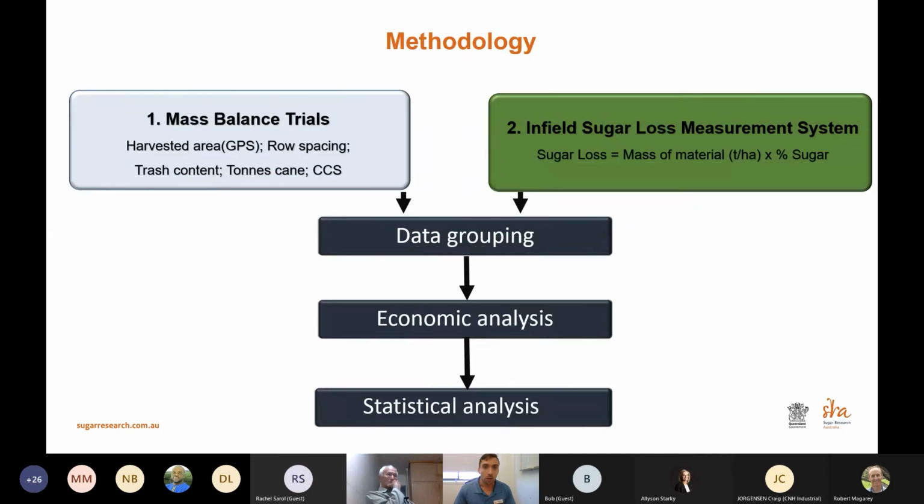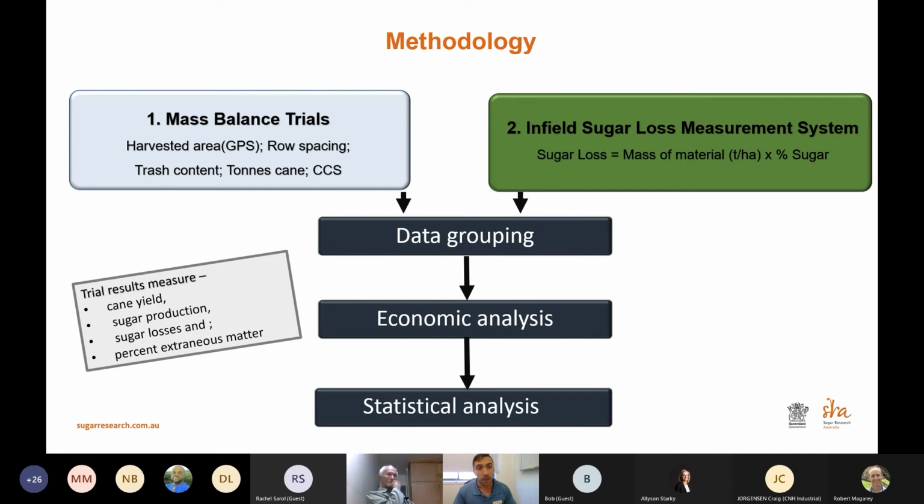So how the trials were set up, well, there were two components. There were mass balance trials, which is as simple as measuring meters travelled by tonnes of cane in the bin by row spacing, which gave us tonnes of cane per hectare. We'd also get mill data, so we'd measure CCS to allow us to access tonnes of sugar per hectare, pol, brix, fibre, ash, and so on. So you would have a whole suite of information. We then would also use the in-field sucrose loss measurement system. So the mass balance would give us tonnes of cane and tonnes of sugar per hectare change with the different practices, whereas the sugar loss trailer, or the in-field sucrose loss measurement system, would show us what was left on the ground or in the field.